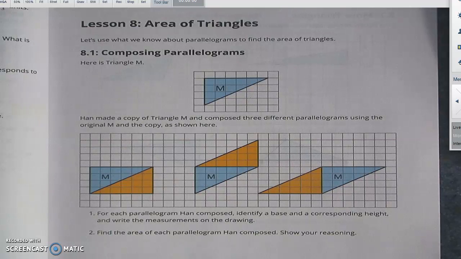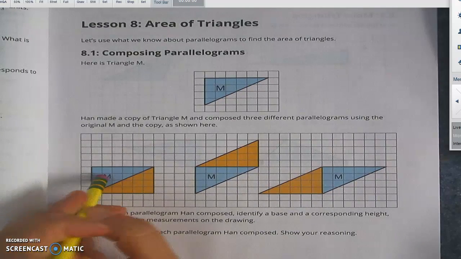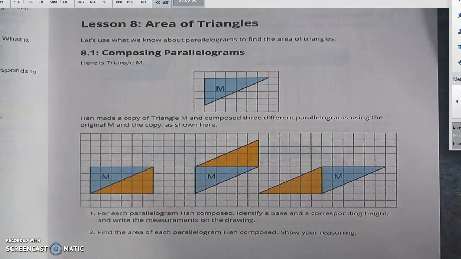Here is triangle M. Han made a copy of triangle M and composed 3 different parallelograms using the original M and the copy as shown here. So 2 copies of M made 3 parallelograms.